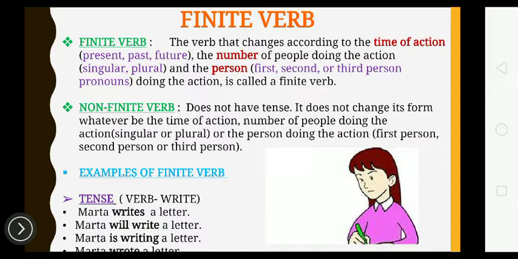Like the first example is Martha writes a letter. So write is a verb, it becomes writes. Martha will write a letter. We can see how tense is changing. Martha is writing a letter. In all this you can find that the verb write is changing according to the tense. Last one, Martha wrote a letter. So here we can find that everywhere, according to the tense, the verb is also changing.